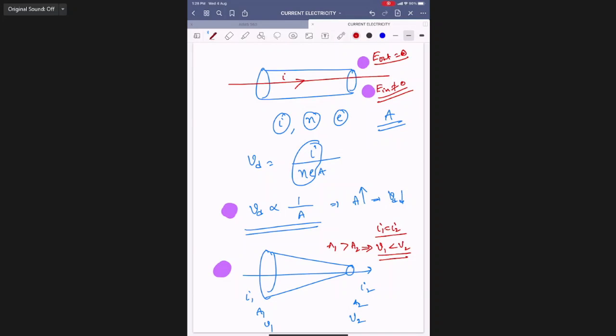They'll ask, current is flowing. This is at higher potential, this is lower potential. Potential difference is there. Then electrically, higher potential, lower potential.